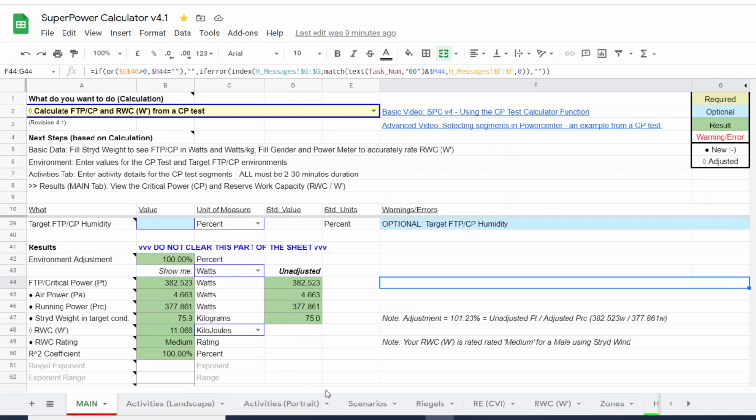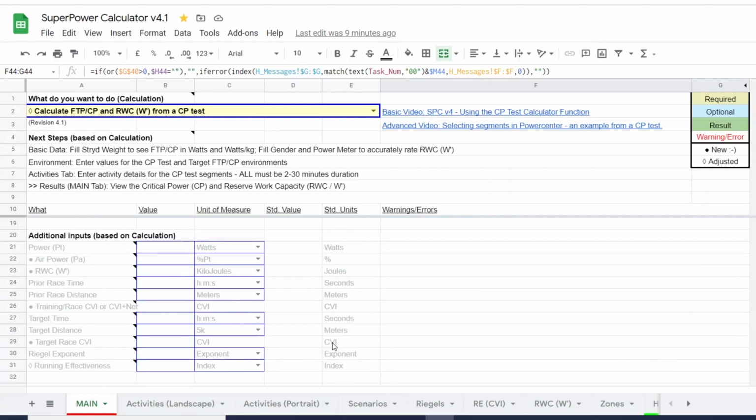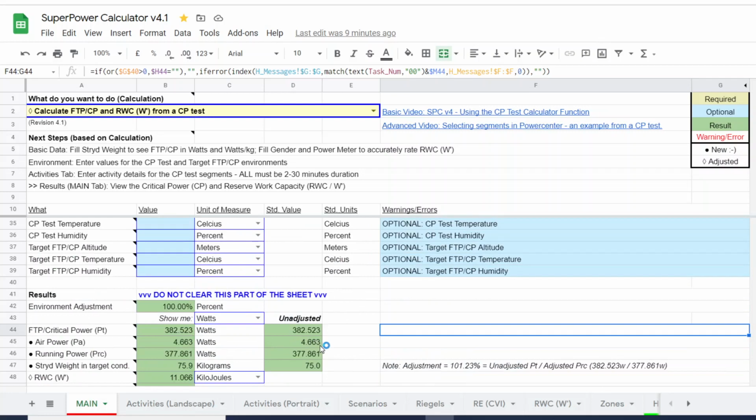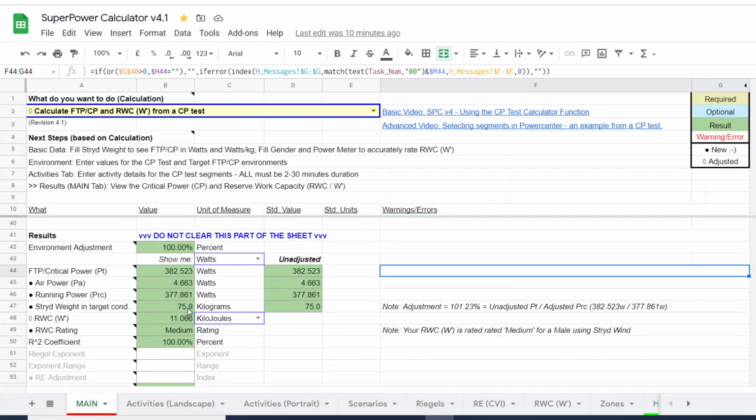Now, here's Steve's little calculator that really works cool. Notice that it draws in the weight setting, 75 kilograms, that we put in for the stride weight up here in the basic data entry. And it computes the weight setting that should be used if running on a treadmill. So this is the corrected weight setting to account for this relatively lower threshold power.